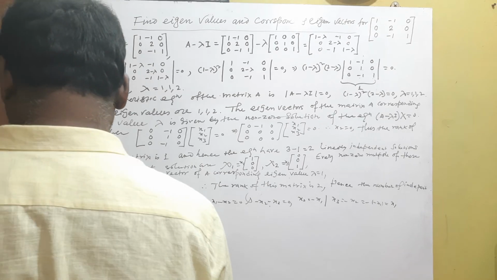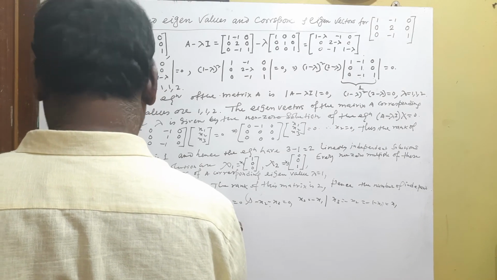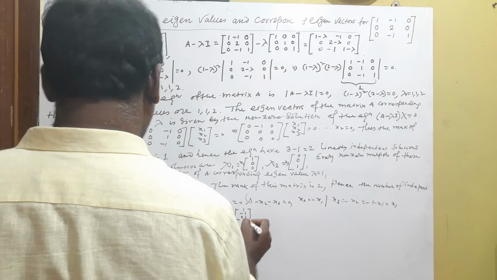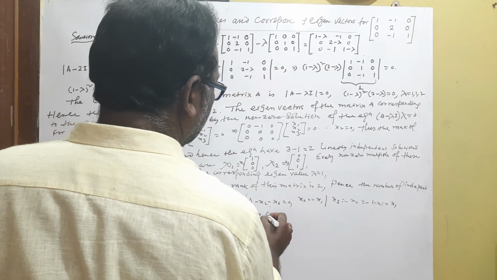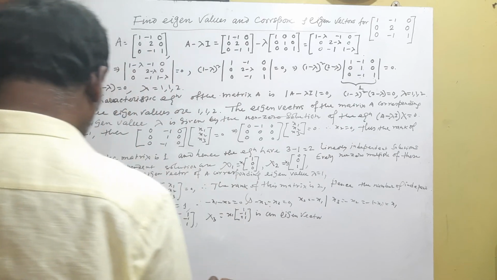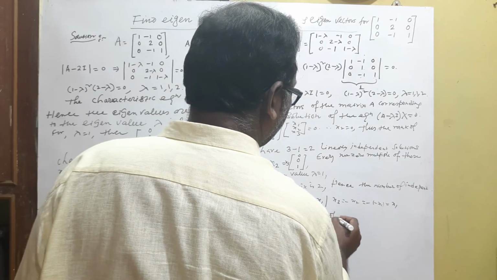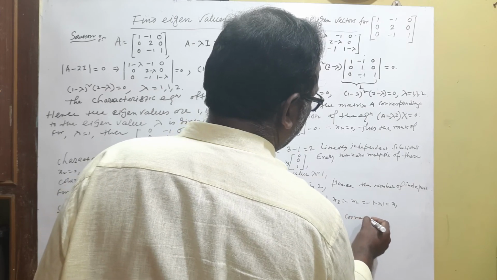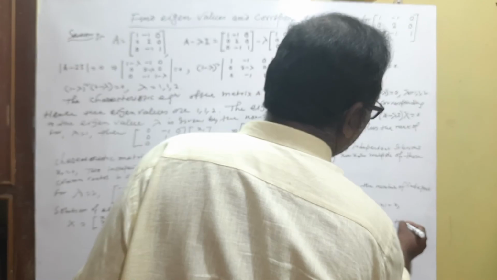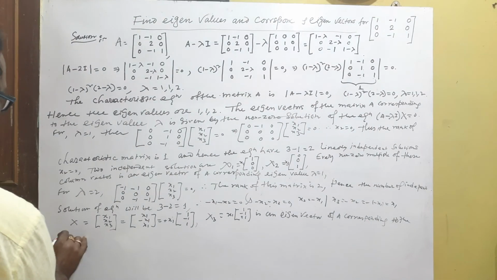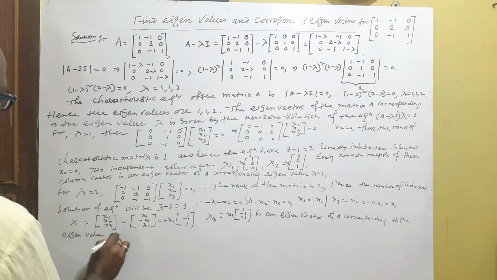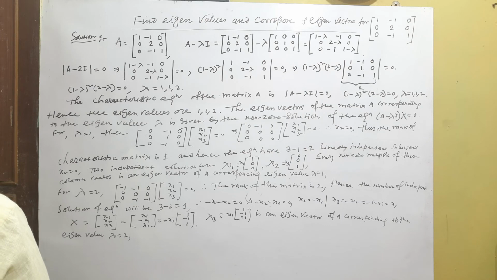Therefore X is equal to x1 multiple of 1, minus 1 and 1, so this is an eigenvector of A corresponding to the eigenvalue lambda equal to 2.